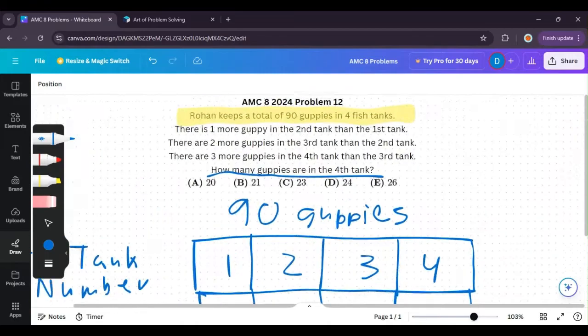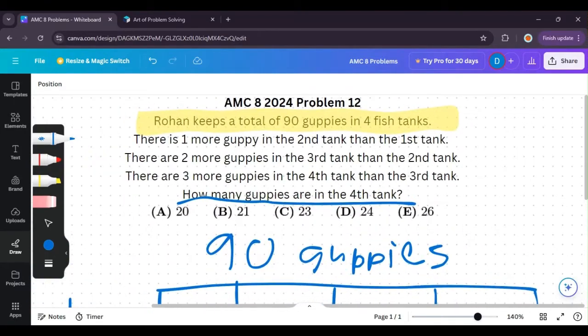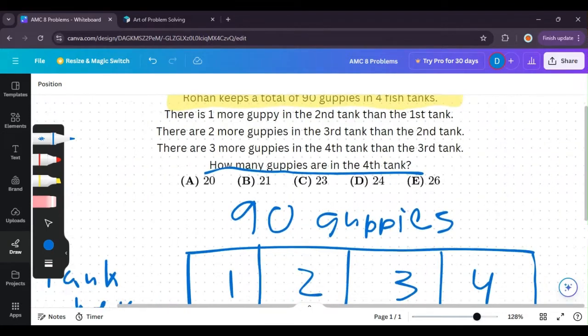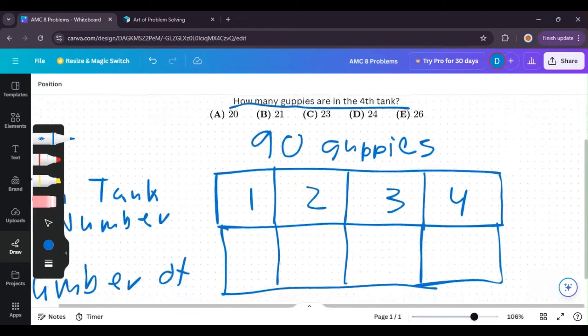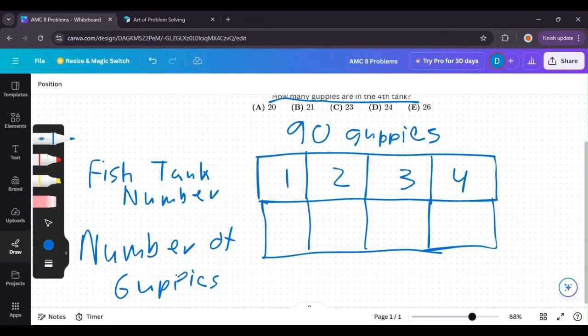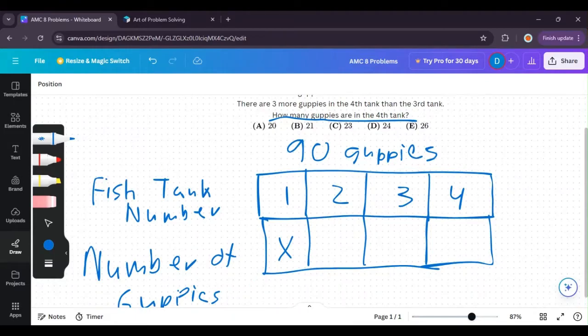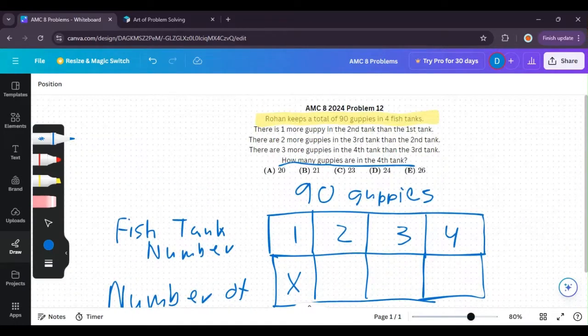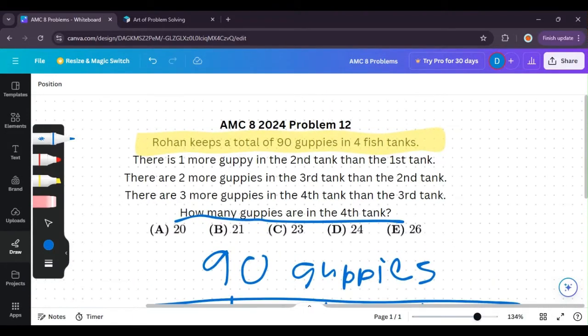Okay, so as you see here in the problem, it doesn't give you the number of guppies in each tank. It only tells us that there's 1 more, 2 more, 3 more in each other tank. So we're going to have to set a variable. The first tank we can set as x. So the number of guppies in the first tank is x. Okay, so now we can continue on.